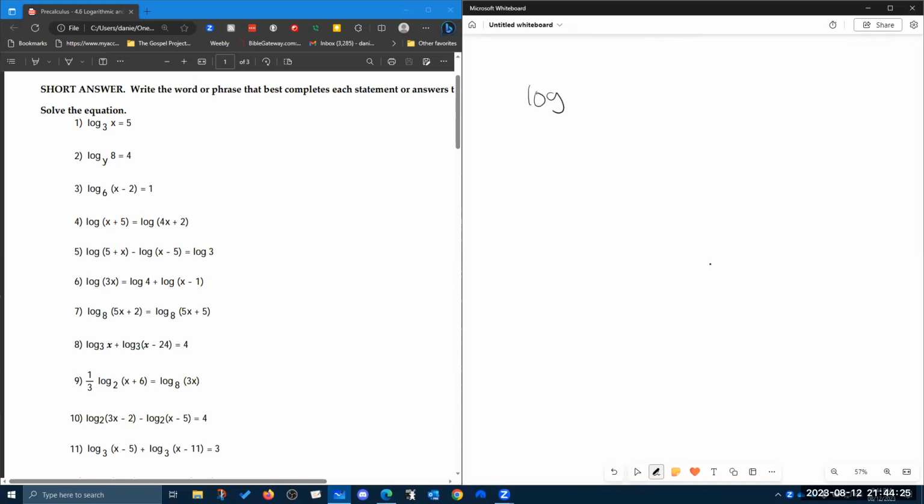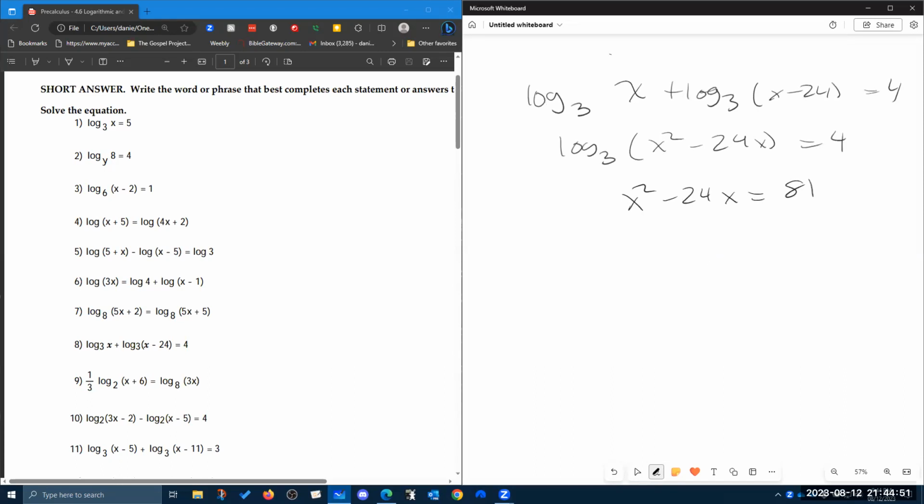Log base 3 of x plus log base 3 of x minus 24 is equal to 4. Log base 3 of x squared minus 24x is equal to 4. x squared minus 24x is equal to 3 to the 4th, which is 81. x greater than 0, x greater than 24. That's my domain. x squared minus 24x minus 81 equals 0.